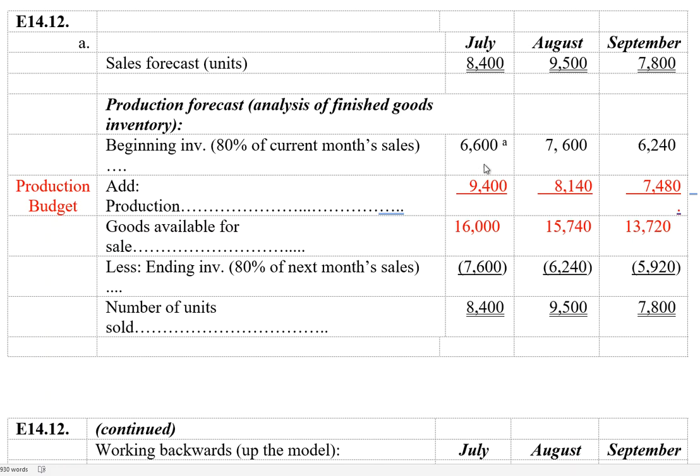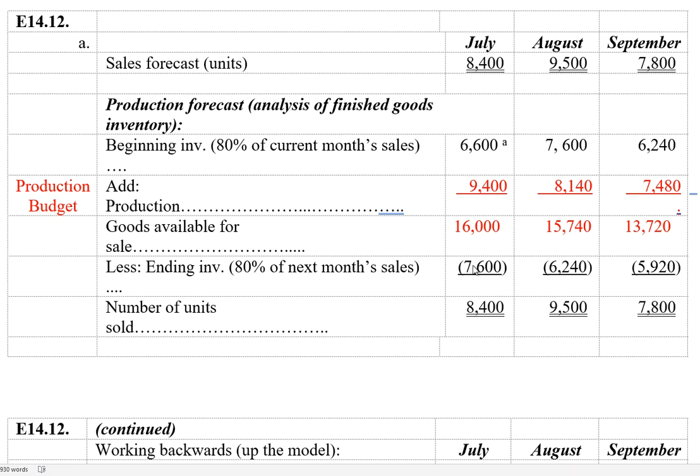And I want you to see here that I've put it, these used to be question marks right here. I've actually put the numbers in here because I want you to see what you're calculating and where it belongs. Okay. Now you'll see that we have a sales forecast of 8,400, 9,500, and 7,800, and we put those three numbers right down here.